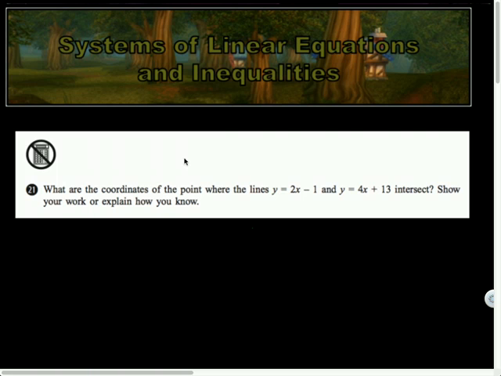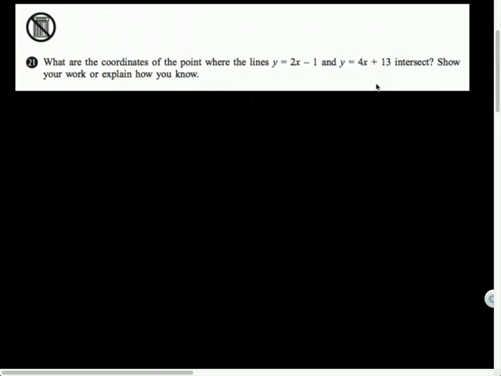So, let's see. Looking at problem 21, 2010 NECAP. It says, what are the coordinates of the point where the lines y equals 2x minus 1 and y equals 4x plus 13 intersect? Show or explain how you know. So, based off of the words, they were looking for coordinates. Instead of an x equals, y equals solution, which is what we've been doing, they'd probably want it presented with some sort of parentheses, comma, parentheses setup.